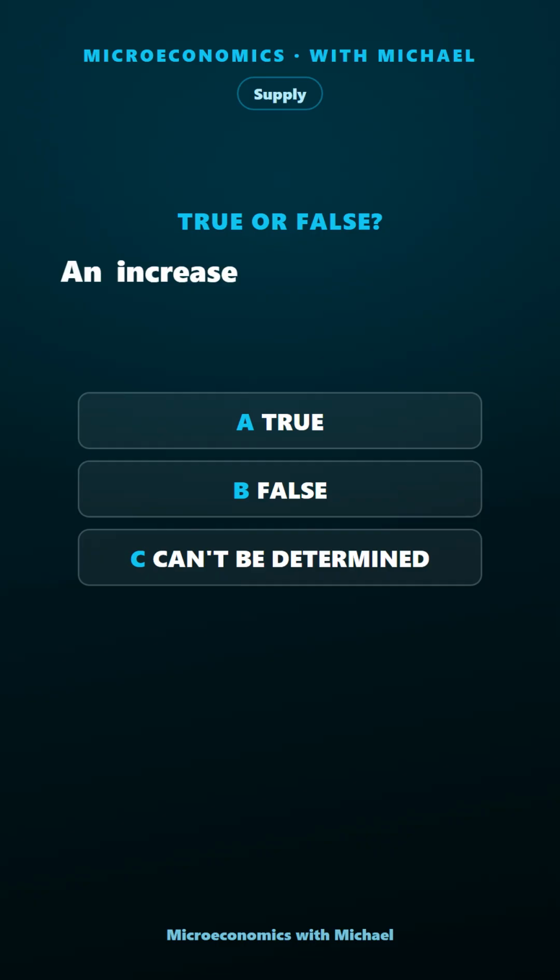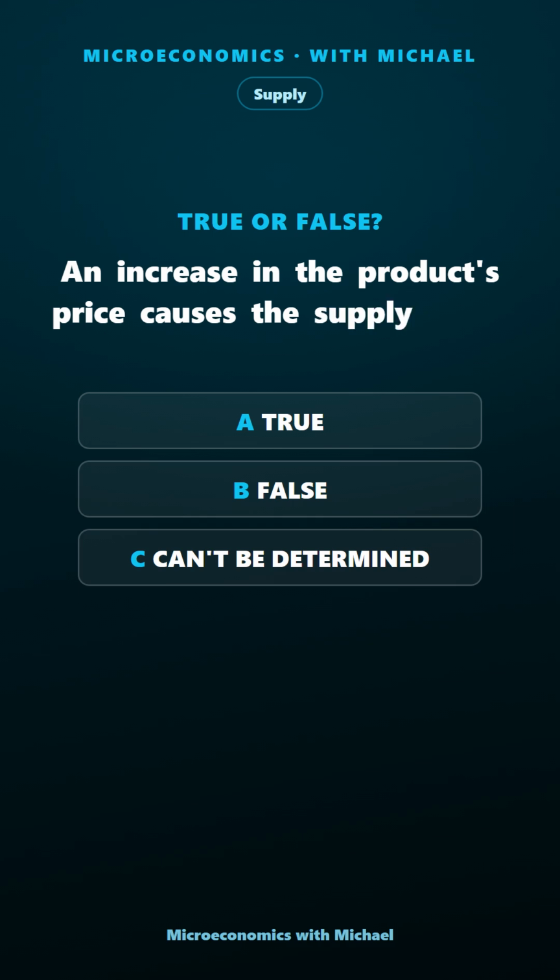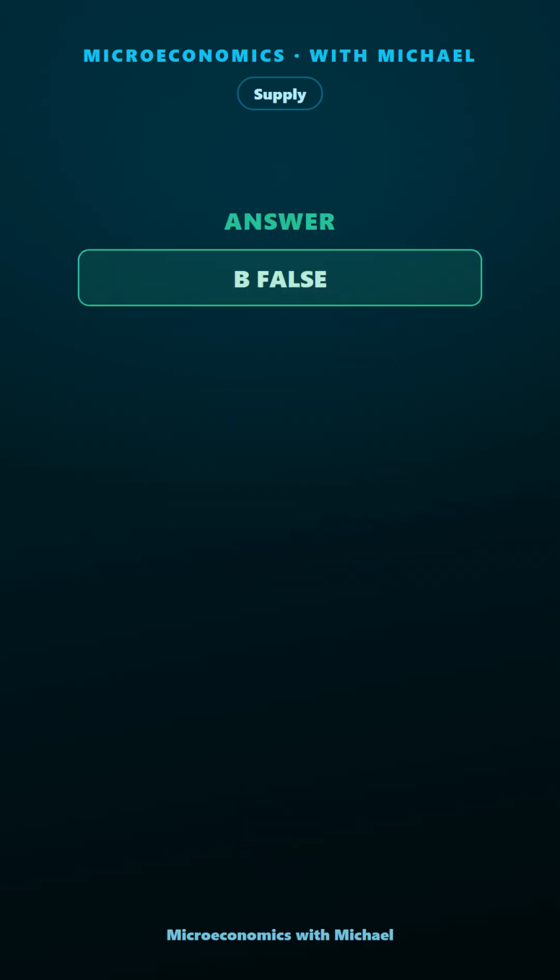An increase in the product's price causes the supply curve to shift right. True, false, or can't be determined. The answer is false. Incorrect.